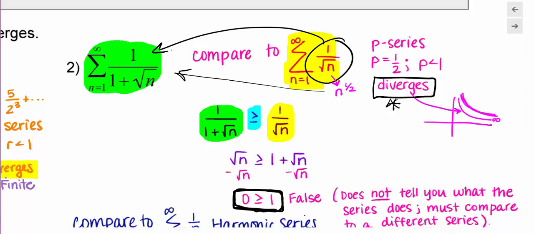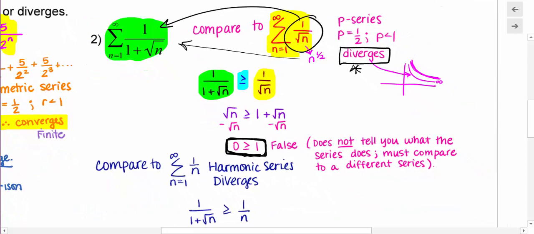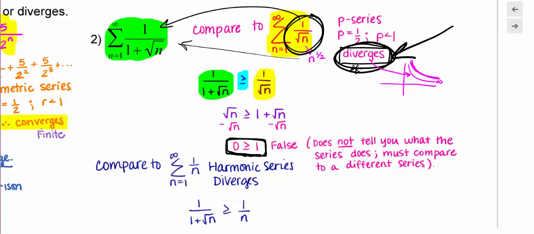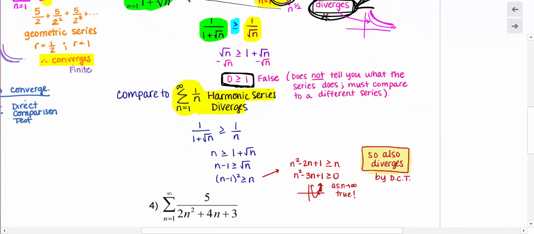So all that means is that you need to compare to a different series. If you want to keep using the direct comparison test, just pick a different series that still does what you thought initially. We thought it diverged. So I'm going to pick another series kind of close to this one, kind of close to 1 over n to the half, that also diverges. In this case, I picked a new yellow series, 1 over n, the harmonic series, which also still diverges. And when I look at that, the inequality will be true.